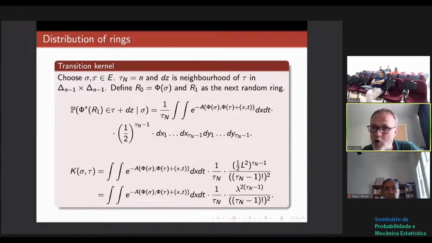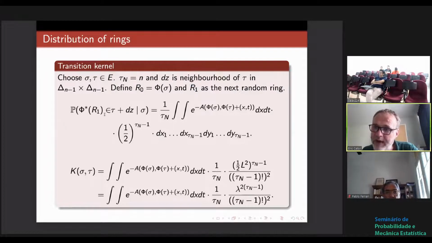Now, we take a sigma and a tau in E. Sigma is the fixed one when you start, and you want to end up in tau, right? Now, suppose tau has n minima. Tau has n minus 1 x and y coordinates, so it lives in this space, and then there's just a Lebesgue neighborhood of this tau, which we call dz. Now, R0 is phi of sigma. R1 is the next random ring. And I want to end up near tau, somewhere in tau plus dz.